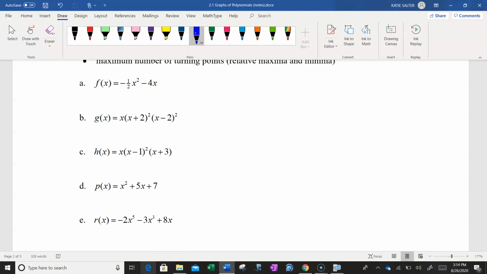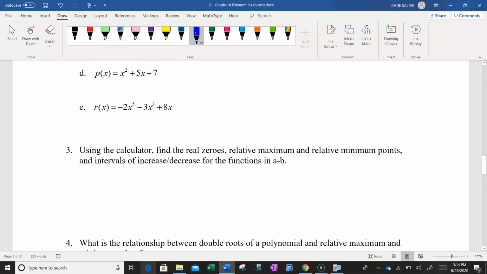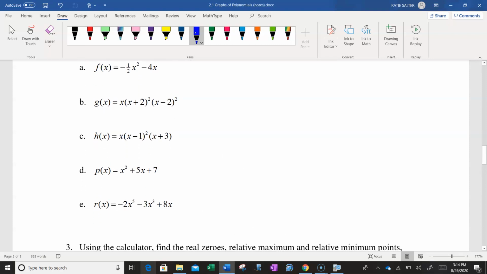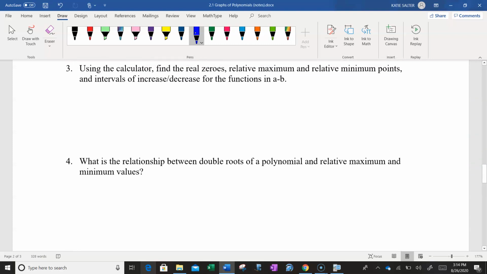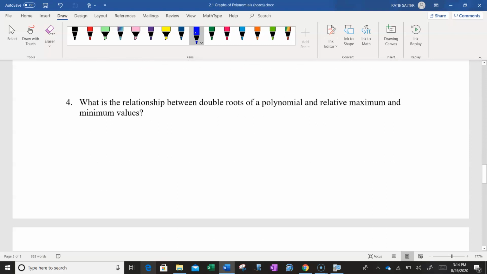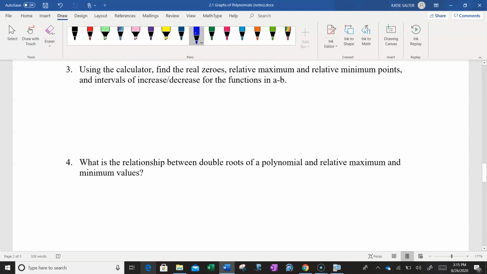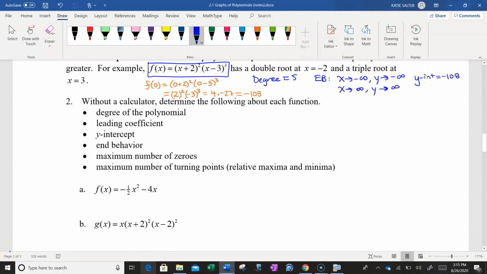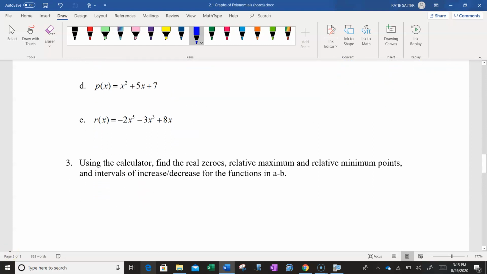And then after you do that, using your graphing calculator, I want you to find the real zeros, the relative max and relative minimum points, and the intervals of increase and decrease for the functions in A and B. So you do not have to do all of these. Just go back and do that part for the first two functions right here, for f of x and g of x. And then we will talk about question number 4 together in class. And we'll do the practice in class. So make sure you complete number 2 here and number 3 before coming to class tomorrow.